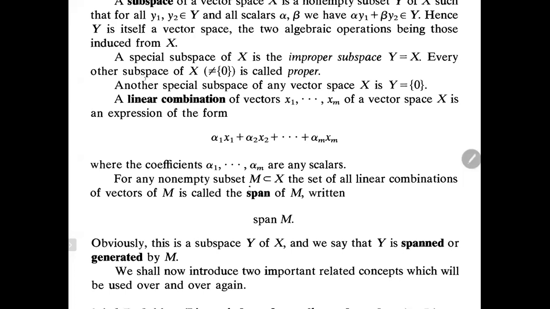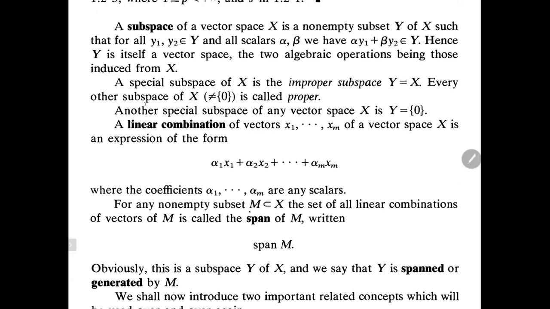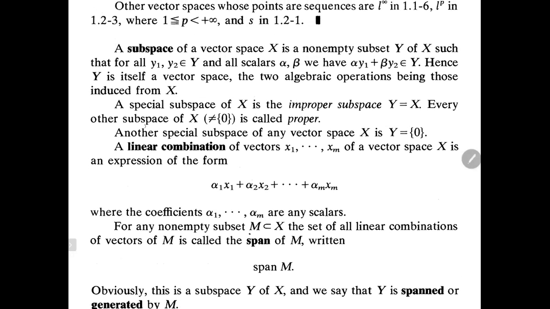So the span of M is a subspace of X. You can prove that actually. You can consider proving it as a small exercise. It shouldn't be difficult. You must have studied linear algebra or calculus somewhere. So span M, where M is a subset of X, is a subspace of X. So the definition of subspace: it is a subset of a vector space which is a vector space under the same addition and scalar multiplication.